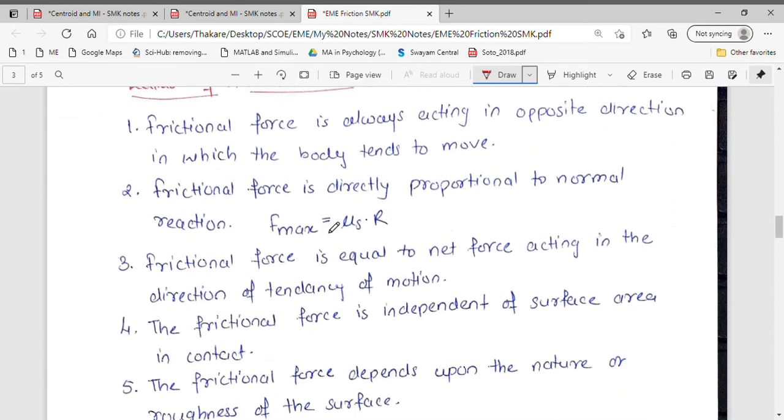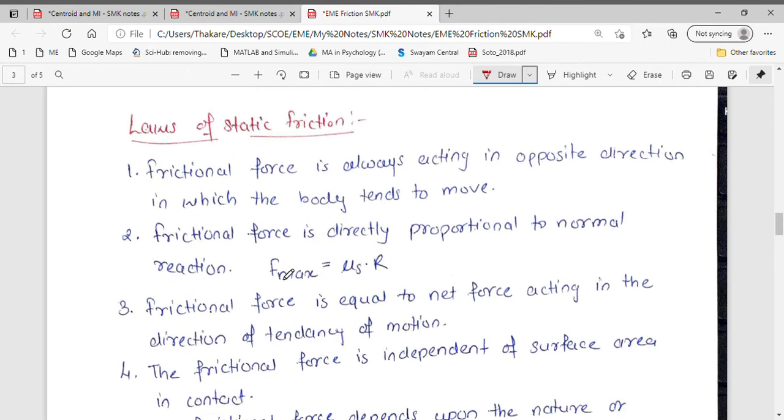Now let us discuss some laws of static friction and laws of kinetic friction. Laws of static friction: frictional force always acts in the opposite direction in which the body tends to move. As we discussed, it is a resisting force, so it will resist the motion, so naturally it will have to act in the opposite direction.